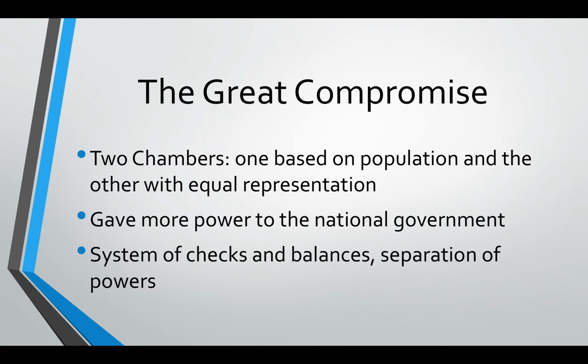The two incompatible proposals with support from different states forced a compromise. The compromise resulted in a 2-chamber legislature, one based on population, the House of Representatives, and the other with equal representation for each state, the Senate. The compromise gave more power to the national government.